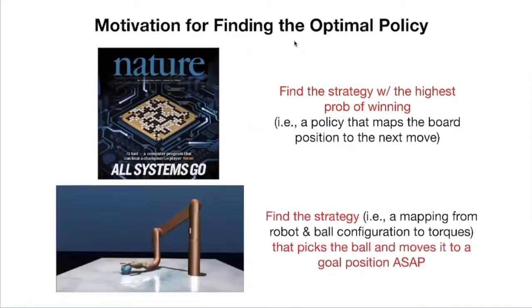And for robotics applications, for instance, for this manipulation problem, I want to find a strategy. So here, again, a strategy is a mapping, a policy that maps from the robot and board configuration to torques on the joints, right? So we want to find this strategy that picks the board and moves it to a goal position as soon as possible.